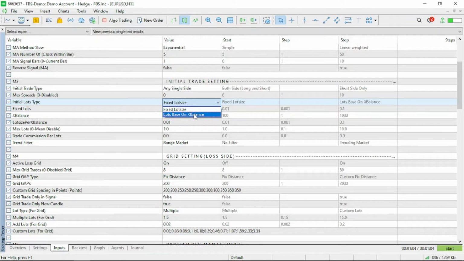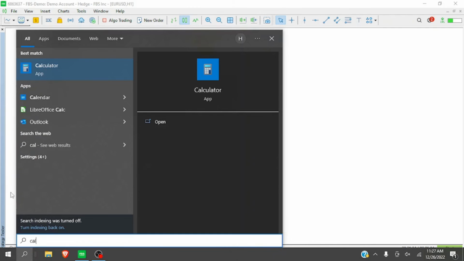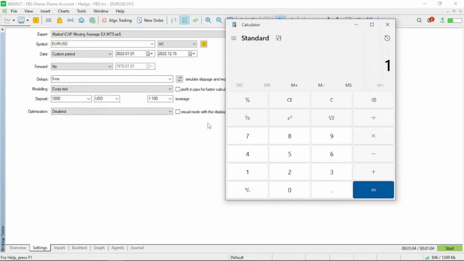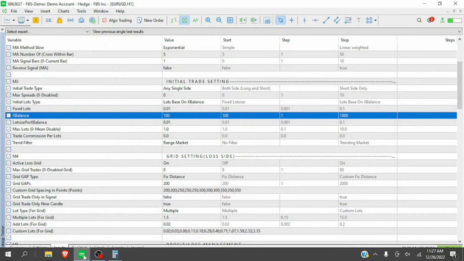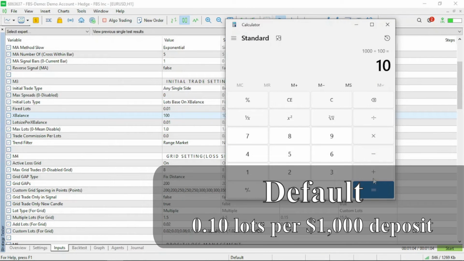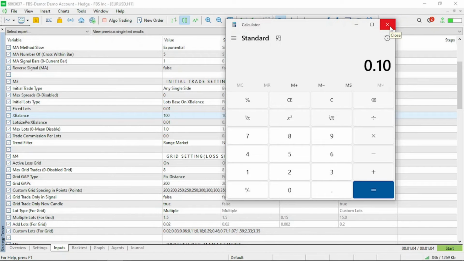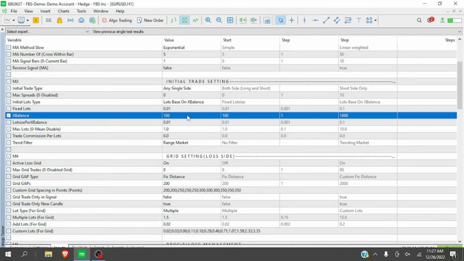Now, this is a lot option that is available for the bot and works as follows. It takes the deposit amount and divides it by X times the balance. For example, for a $1,000 deposit, if we leave it on default and divide it by 100, you will see that it will place 10 lots, or 0.10 lots, my apologies. Starting with 0.1 on a $1,000 account can be very risky.